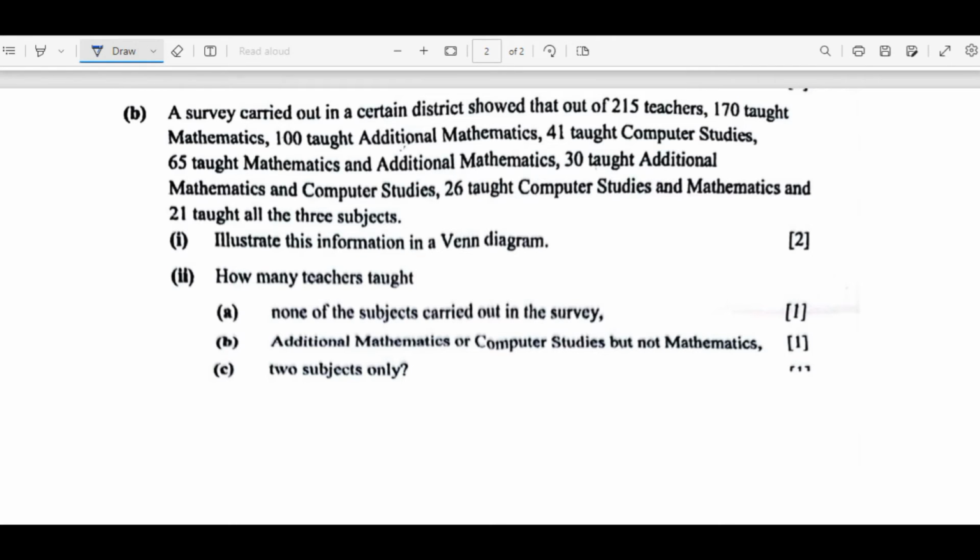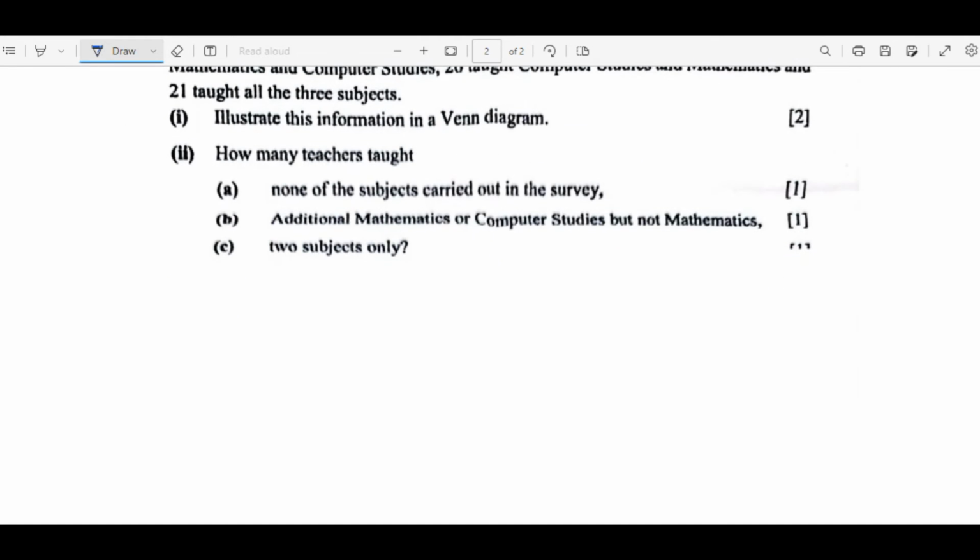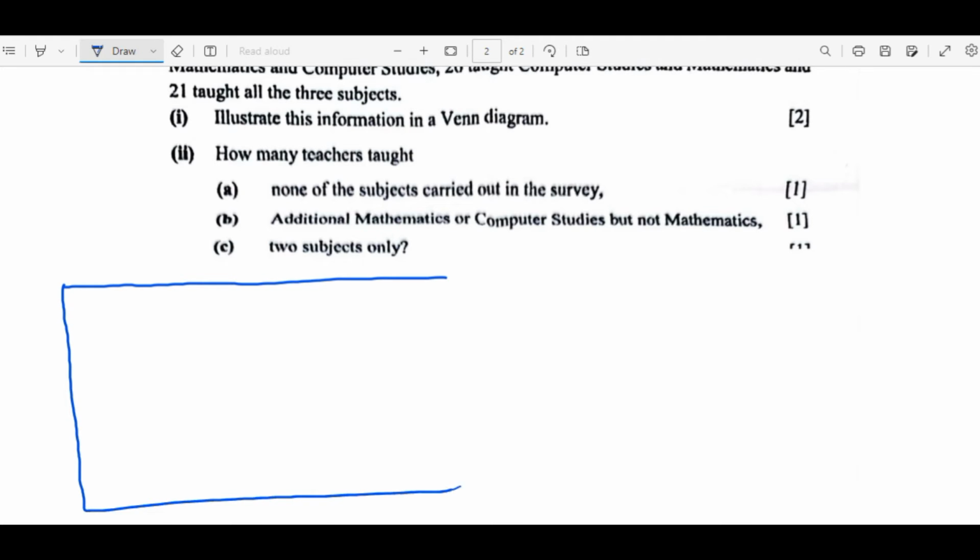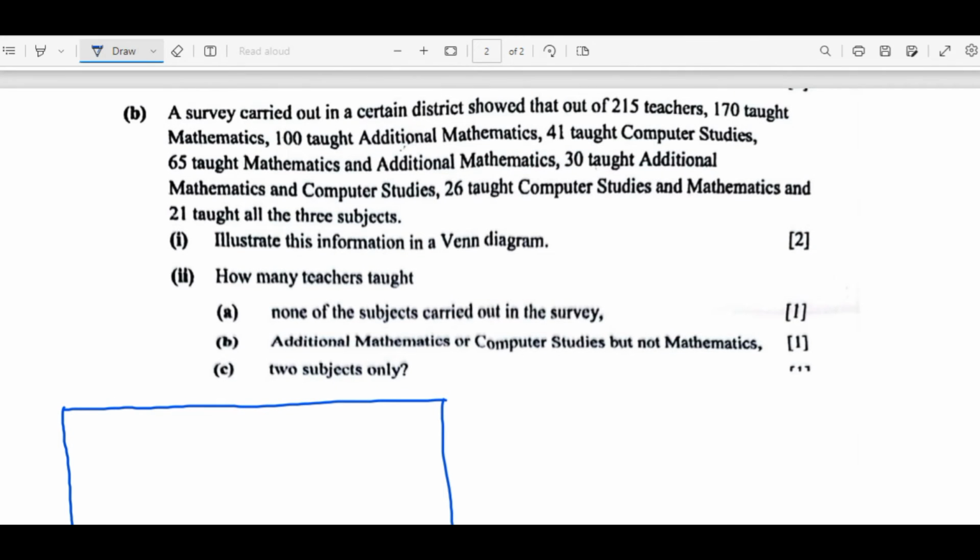So this point is very important, where you are given a number indicating that they did everything. So what is our first step when you are writing a Venn diagram? You need to draw a rectangle. Now in this rectangle, we are going to write 3 sets. Why are we going to write 3 sets? Because we are dealing with the 3 subjects. So the first one is mathematics, the second one additional mathematics, the third one is computer studies.